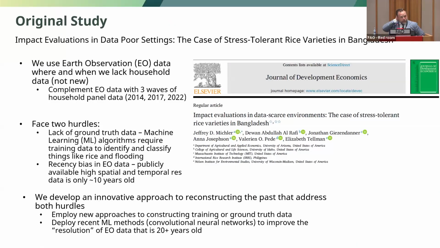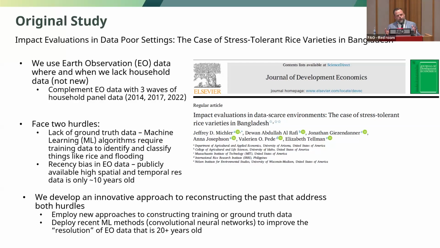This paper's already been published. It's part of the JDE special issue that Ariel and Karen and others edited. What we did was we decided to use Earth observation data where we lacked household data, which is no sort of innovation there. Again, we only have household data after 4 years after the introduction of this variety.